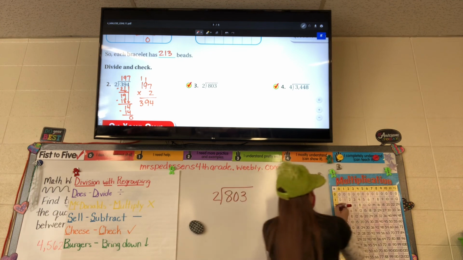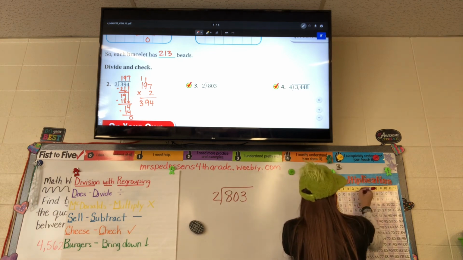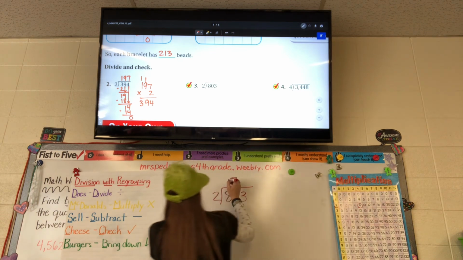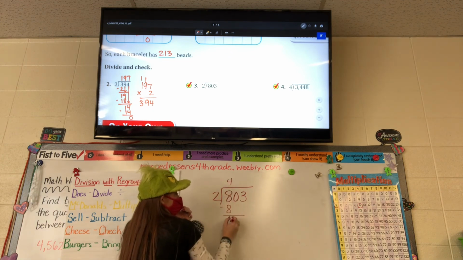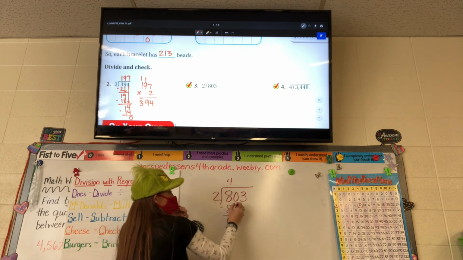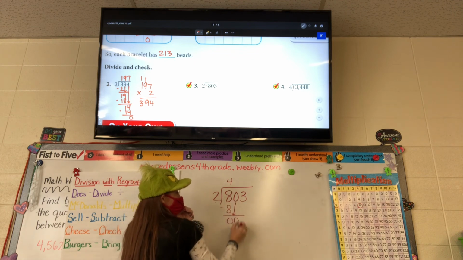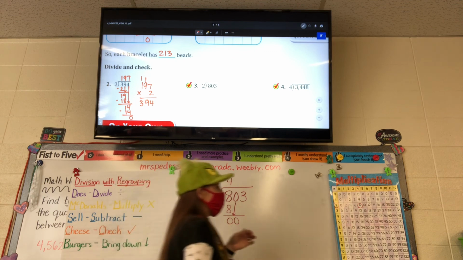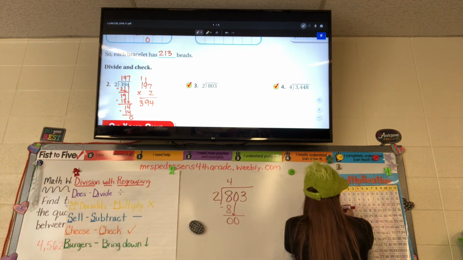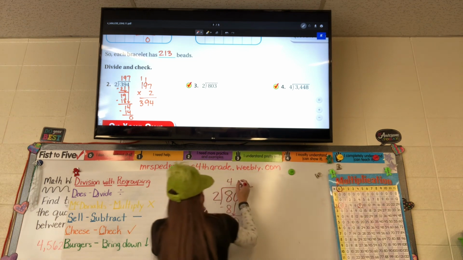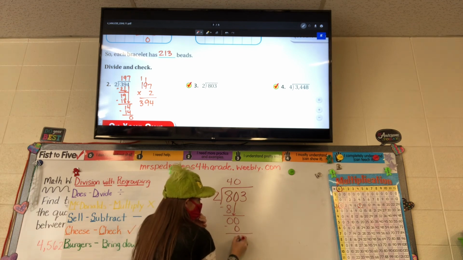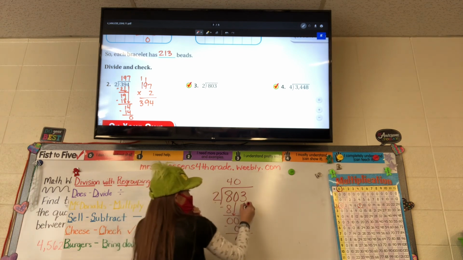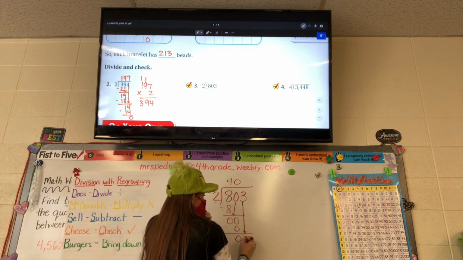2 row, slide over to 8. There it is. Go up. What do we write on top? 4. What do we write down low? 8. 8 minus 8 is 0. 0 is less than 2, so we can bring down our other 0. Head back to the 2 row. What are we looking for? 0. There it is. Go up. What do we write on top? 0. What do we write down low? 0. 0 minus 0 is 0. Is 0 less than 2? Yes. So we can bring down our 3.